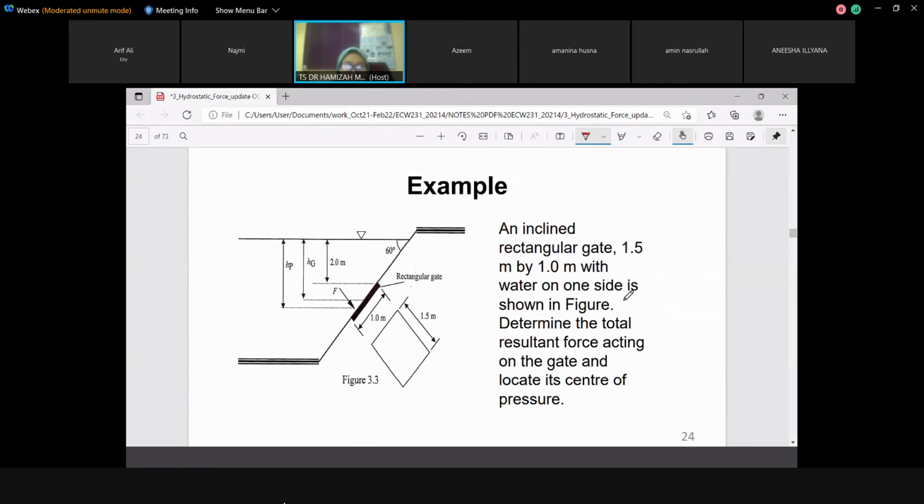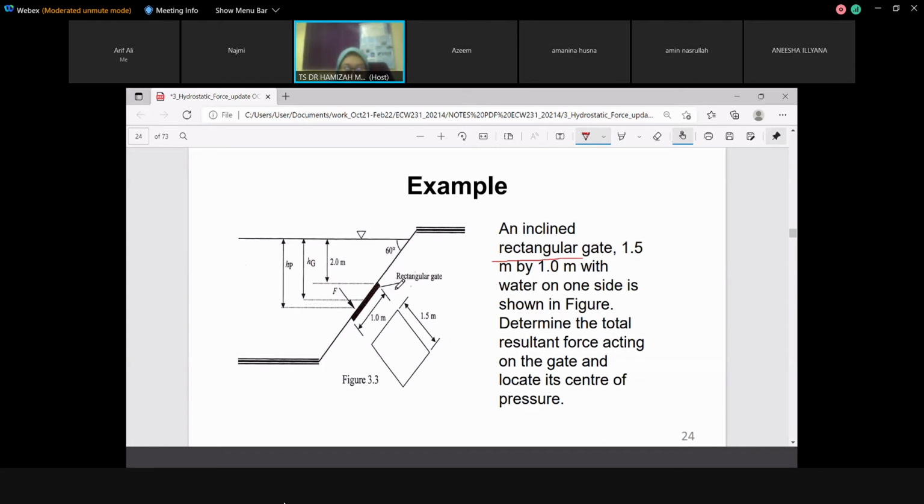Okay, so previously example yang sebelum ni you learn on the immersed object. Okay, another part is related to gate. Okay, selain daripada immersed object yang tak ada tergantung ataupun apa-apa, kita boleh kira dia punya force juga. Another one is force for the gate. Okay, for example this question, kita ada inclined plane and kita ada gate. Okay, gate punya shape ialah rectangular. Dia dah bagi size 1 dengan 1.5.